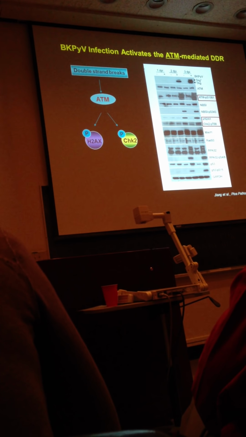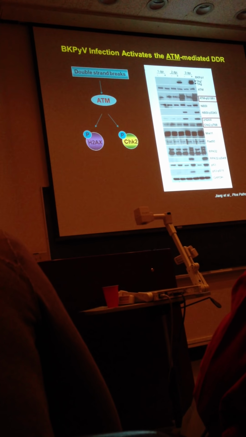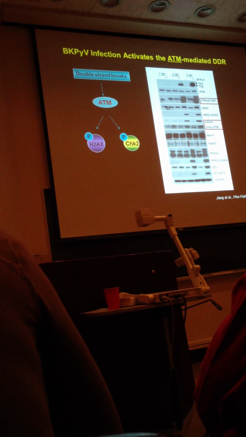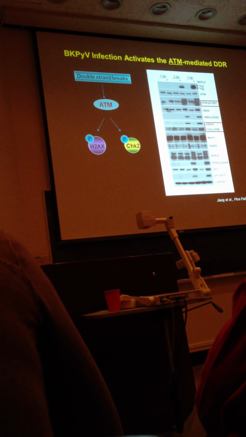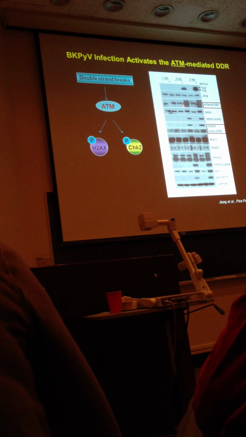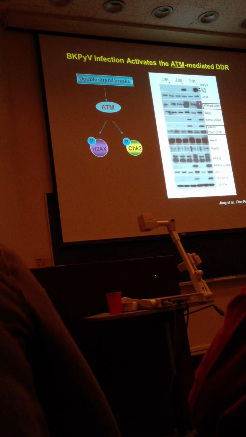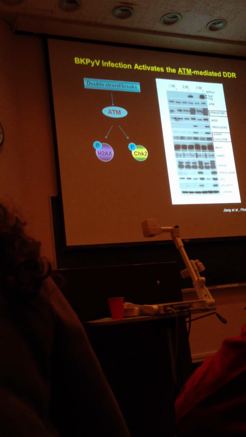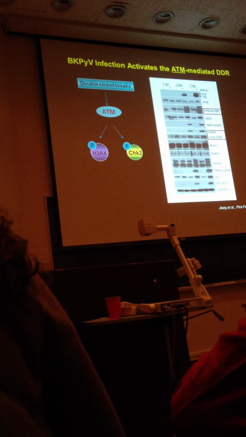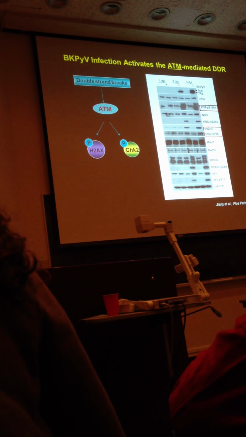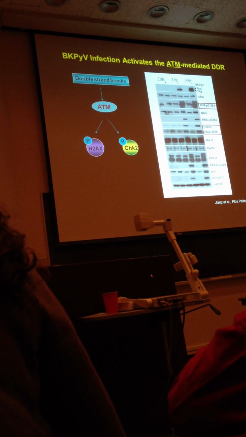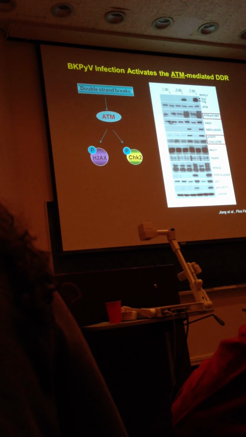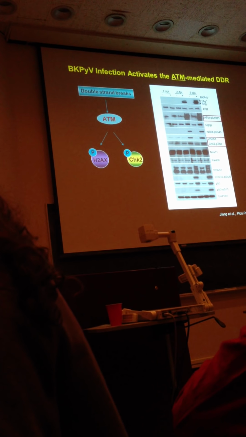What you can see is that as infection progresses, as judged by the T antigen expression here, we detect a really strong activation of this response, including a strong activation of phospho-ATM here, and also an increase in both the gamma-H2AX and the phospho-CHEK2 here. So this data suggests to us that BKV infection is able to activate at least the ATM branch of the DDR response.